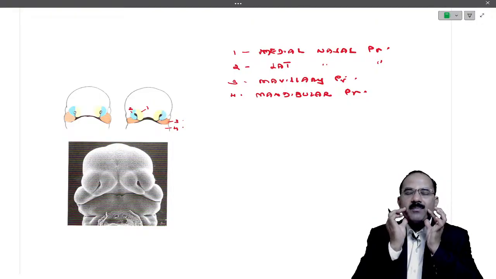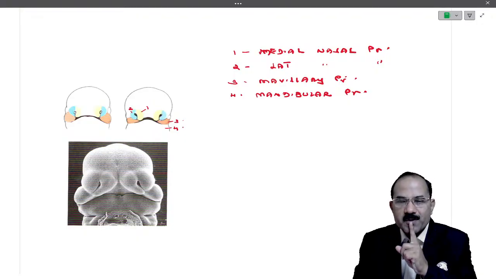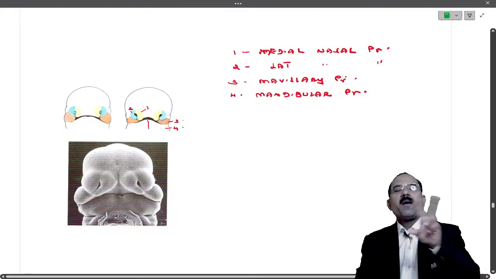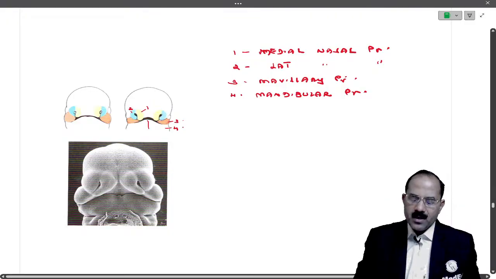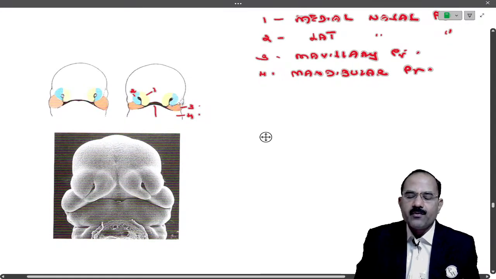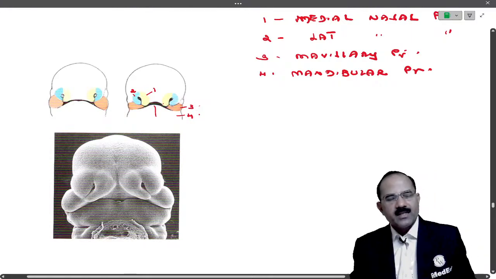If these two mandibular processes do not fuse, you will get a cleft right in the midline. This is what we call a midline lower lip cleft. So midline lower lip cleft is due to non-fusion of two mandibular processes. Now this maxillary process will fuse with the medial nasal process and then fuse with the lateral nasal process.